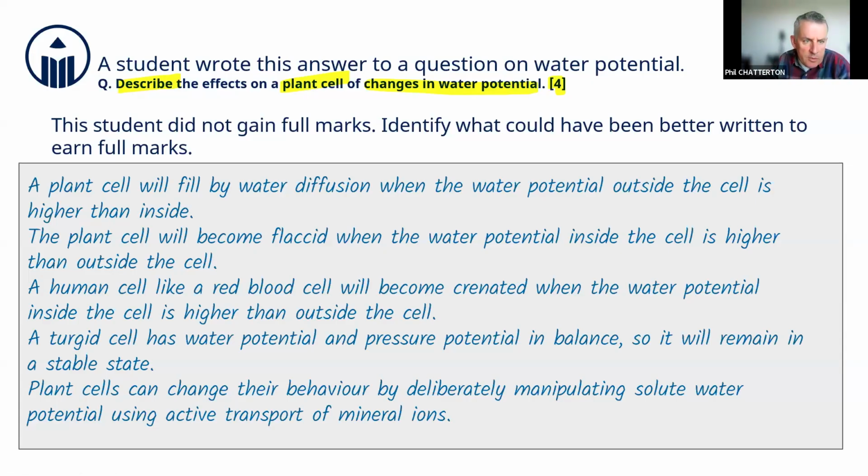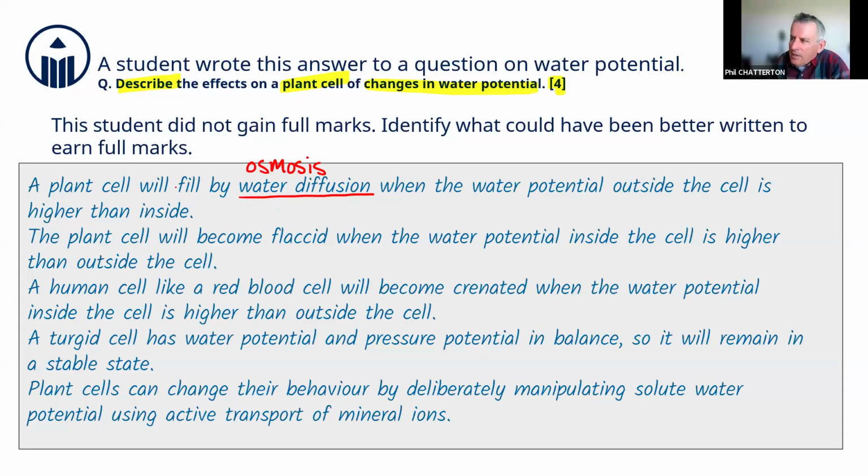Some of the things about this question that may or may not be better. A plant cell will fill by water diffusion. Well, there's a better term for that, isn't there? I would say osmosis is a better term. It's not going to lose you a mark because it's strictly correct what's been written, but osmosis is a better term because osmosis, remember, is a form of diffusion that relates to water across a membrane. So a plant cell will fill by water osmosis.